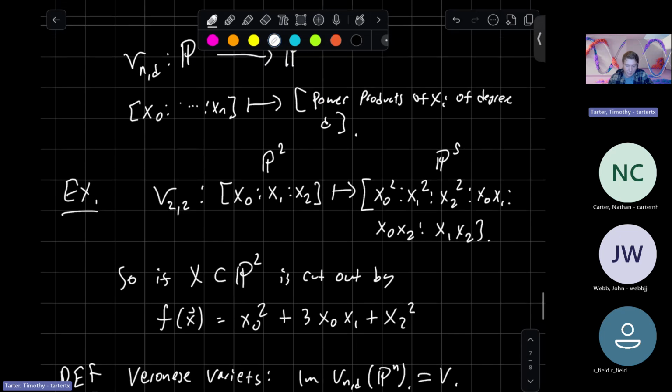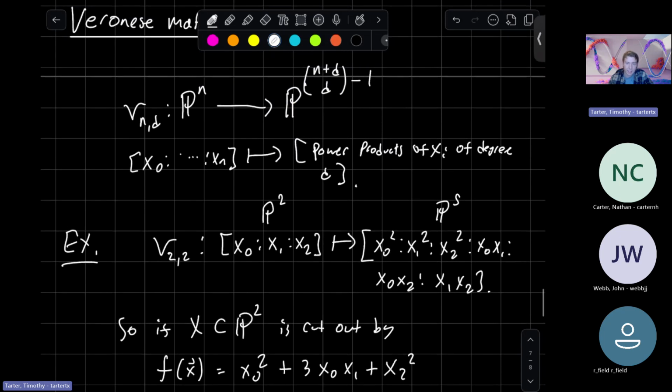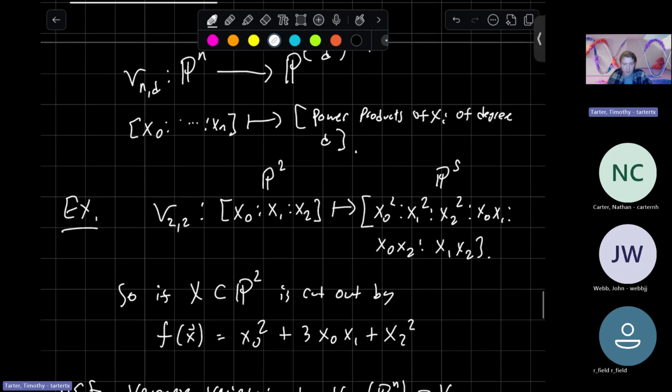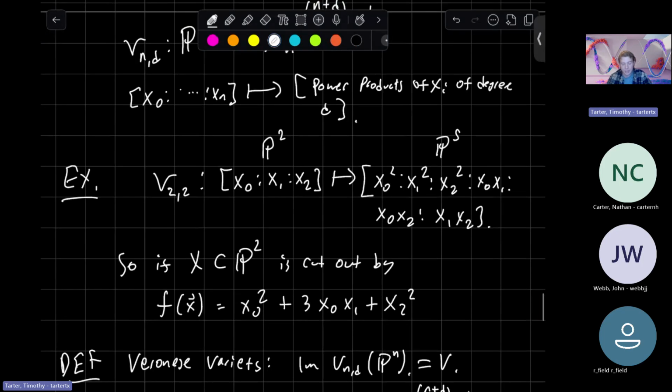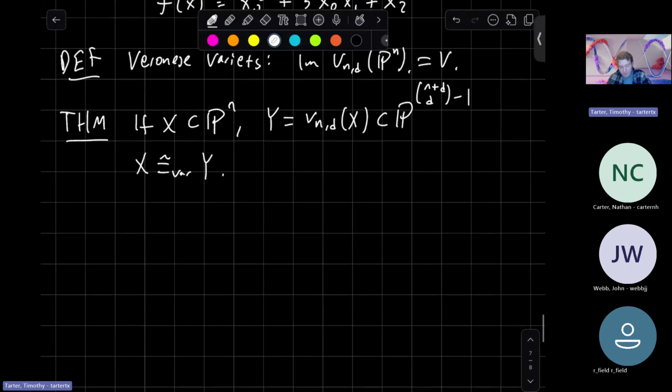Okay, and then this is the other thing. Any projective variety is isomorphic to an intersection of a Veronese variety with a linear space. So if we have a Veronese variety in some space and we intersect it with the image of a smaller Veronese, then that's a linear space, and then we can pull back to get some isomorphism.